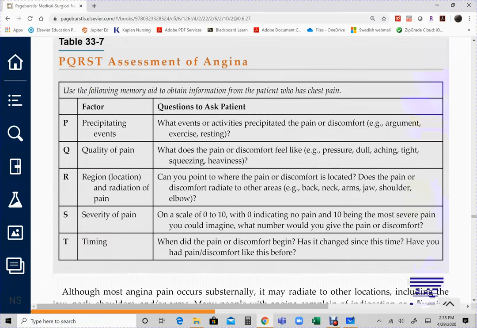Pain assessment is the same as any other pain. This is nothing special. So every time there is pain, whether it's chest pain or wherever, you always do a comprehensive pain assessment, which is PQRST. Please review that on your own.